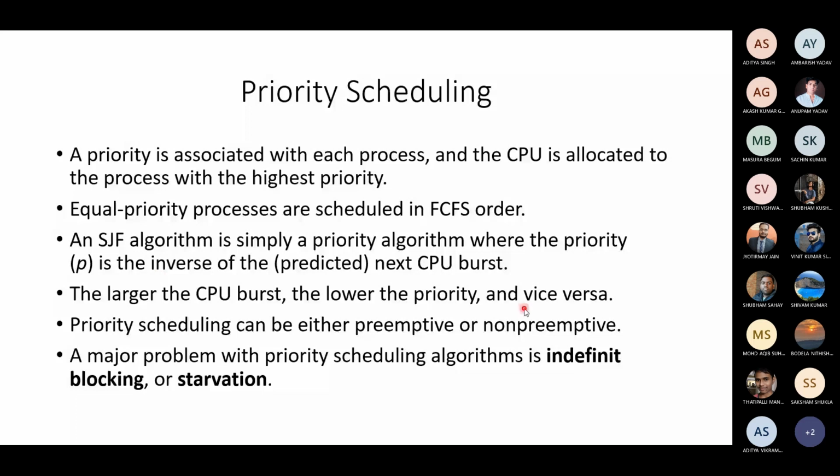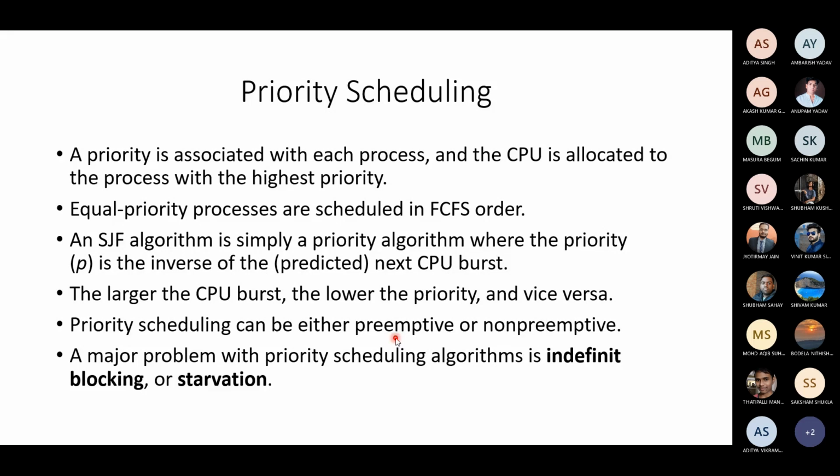Priority scheduling can be either preemptive or non-preemptive. The major problem with the priority scheduling algorithms is indefinite blocking or starvation. Why? What is indefinite blocking or starvation? For example, imagine that you are the lower priority job. If it is preemptive, then the higher priority jobs will keep coming, and they will keep taking the execution by the processor, but the lower priority jobs will keep on waiting for their turn.